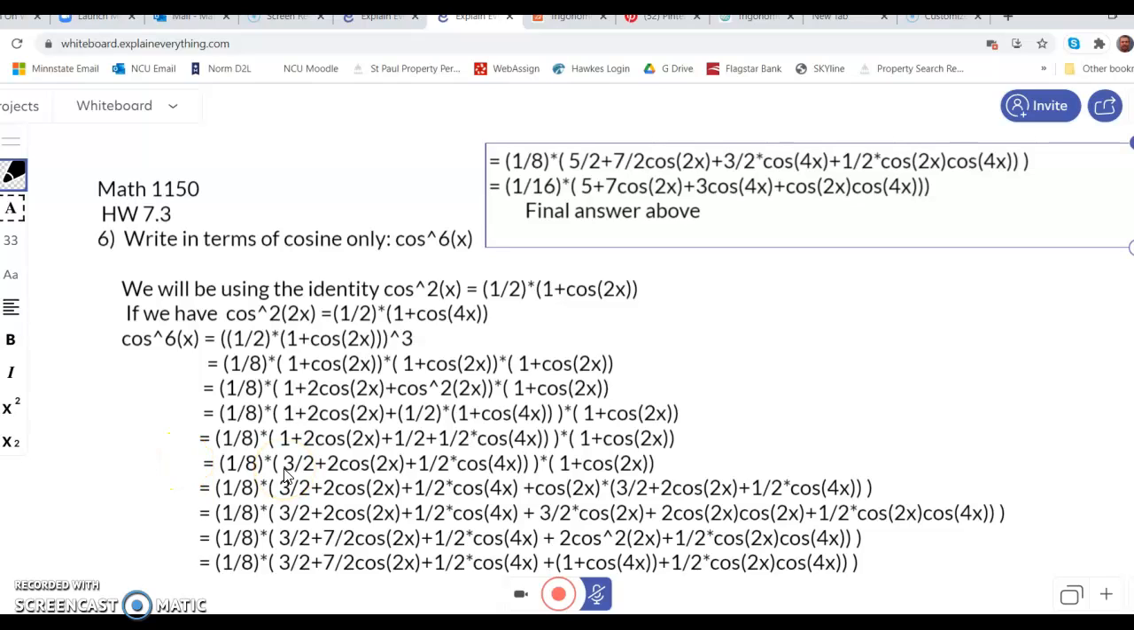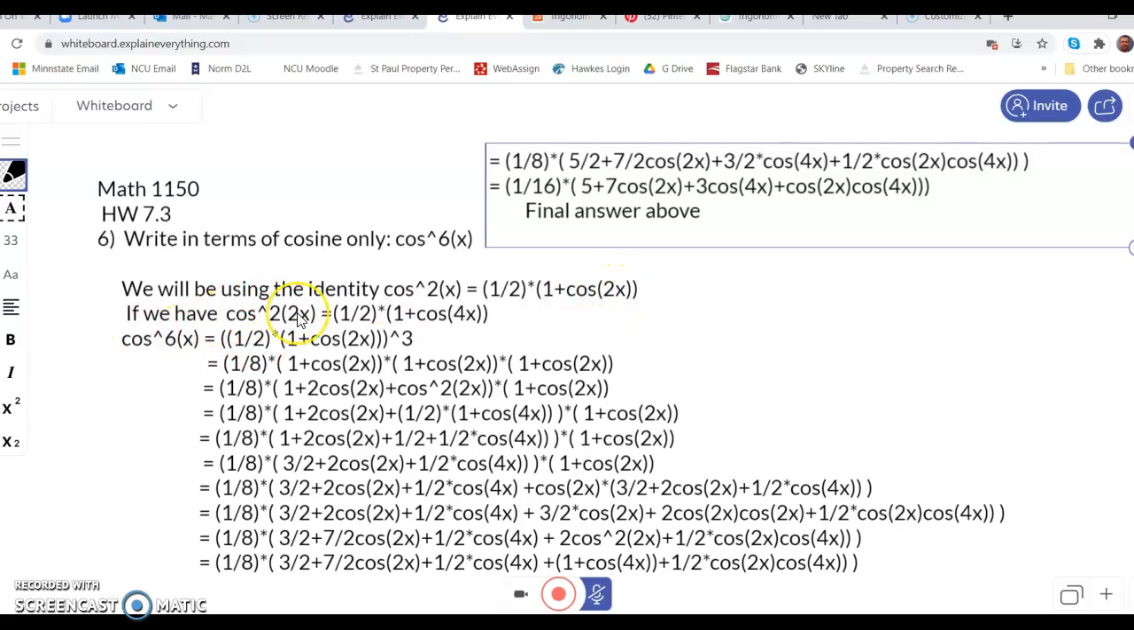All right, I just wanted to go over 7.36. So they give you cosine to the 6th power. We want to use the identity cosine squared equals 1/2 times 1 plus cosine of 2x.